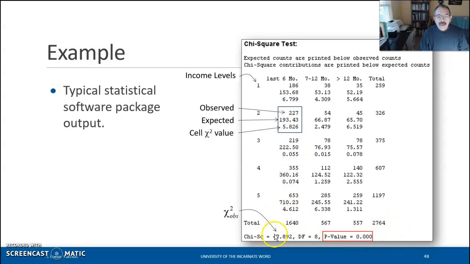Then you have the total marginals, and then the row marginals. And the value of the test statistic, this chi-square, is 47.892, which is obtained by summing all the individual chi-squares for all cells. This is telling you this has 8 degrees of freedom, and it gives you the p-value. Software packages do not work with the critical values. They only show you p-values.